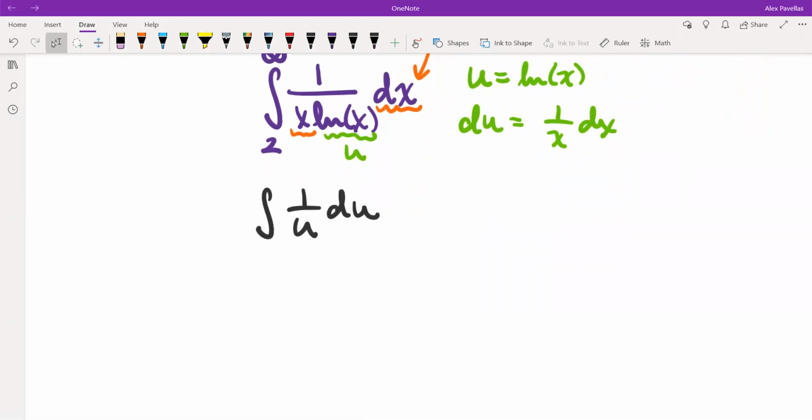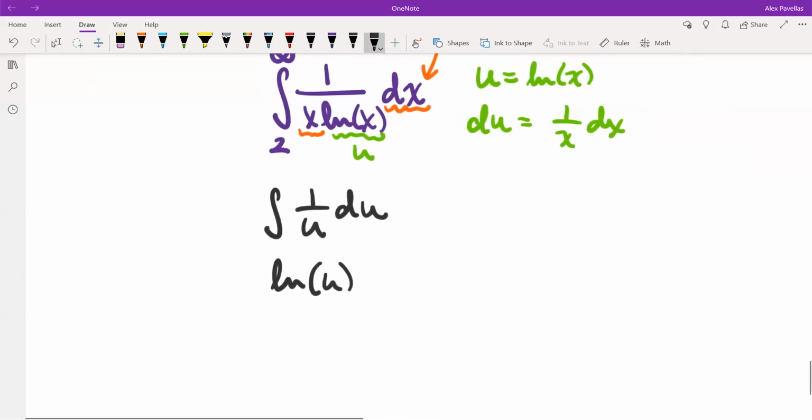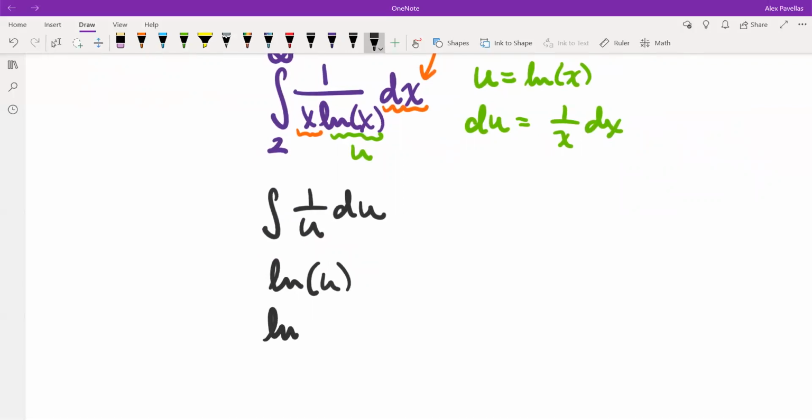So when we make this substitution, we get the integral of 1 over u du, and then we integrate that and get natural log of u, technically natural log absolute value u, but whatever. Then we back substitute. The u is really natural log of x, so we get natural log of the natural log of x. And then we evaluate this from x equals 2 to x equals infinity. Again, I'm being rather imprecise here, where I should put 2 to t and let t approach infinity, but I'm just trying to get this done relatively quickly.